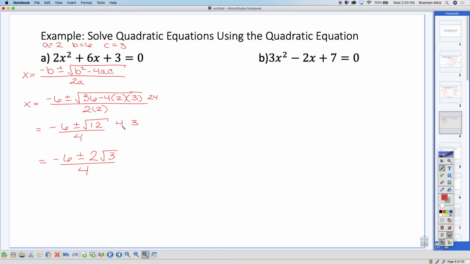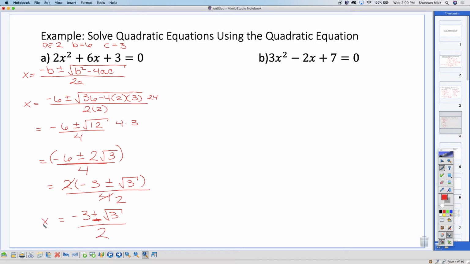So now remember this numerator is a quantity. Does it have something in common that could reduce? 2, because there's a 2 in the numerator and a 2 in the denominator, right? So factor out a 2, leave the negative in there. Okay, and now I can reduce the 2 and the 4. So I get negative 3 plus or minus the square root of 3 all over 2.